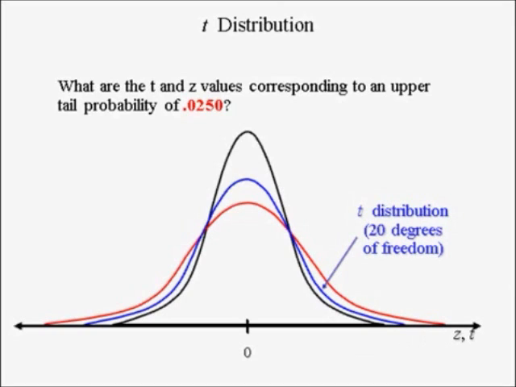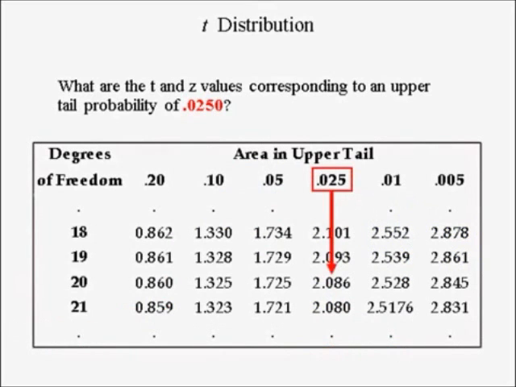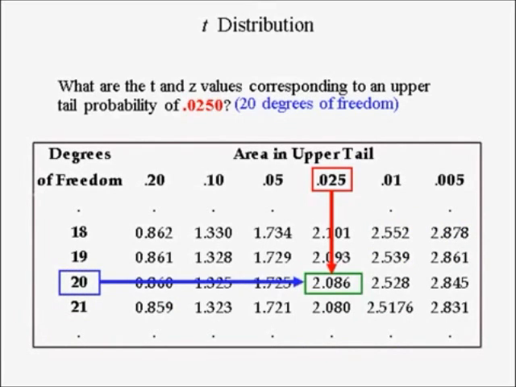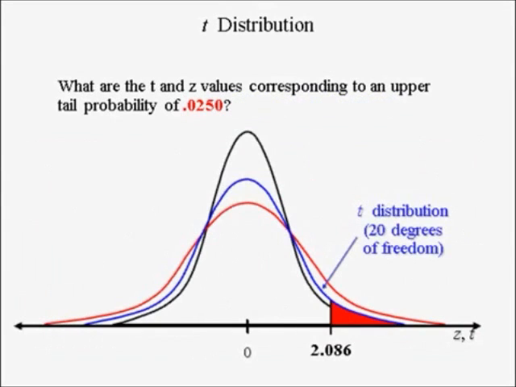If the sample size is 21, the degrees of freedom equals 20. The value in the t distribution table associated with an upper tail probability of 0.0250 is denoted t subscript 0.0250. The t value is found in column 0.0250 and in row 20, which is 2.086. The probability that t is greater than 2.086 equals 0.0250 when the degrees of freedom is equal to 20.